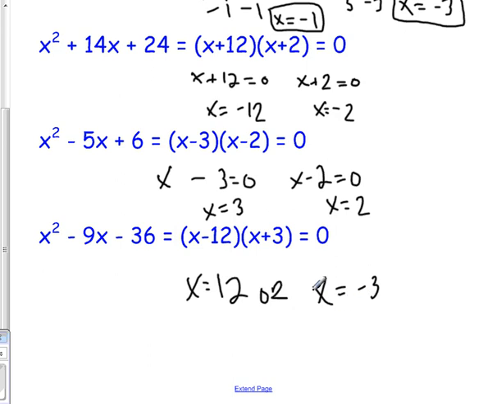Okay, so we're going to stop this video here. This is kind of the first part of factoring. The second part of factoring is coming up next, and that's going to look at factoring where it's not quite as simple. It's not just an x squared out in front.